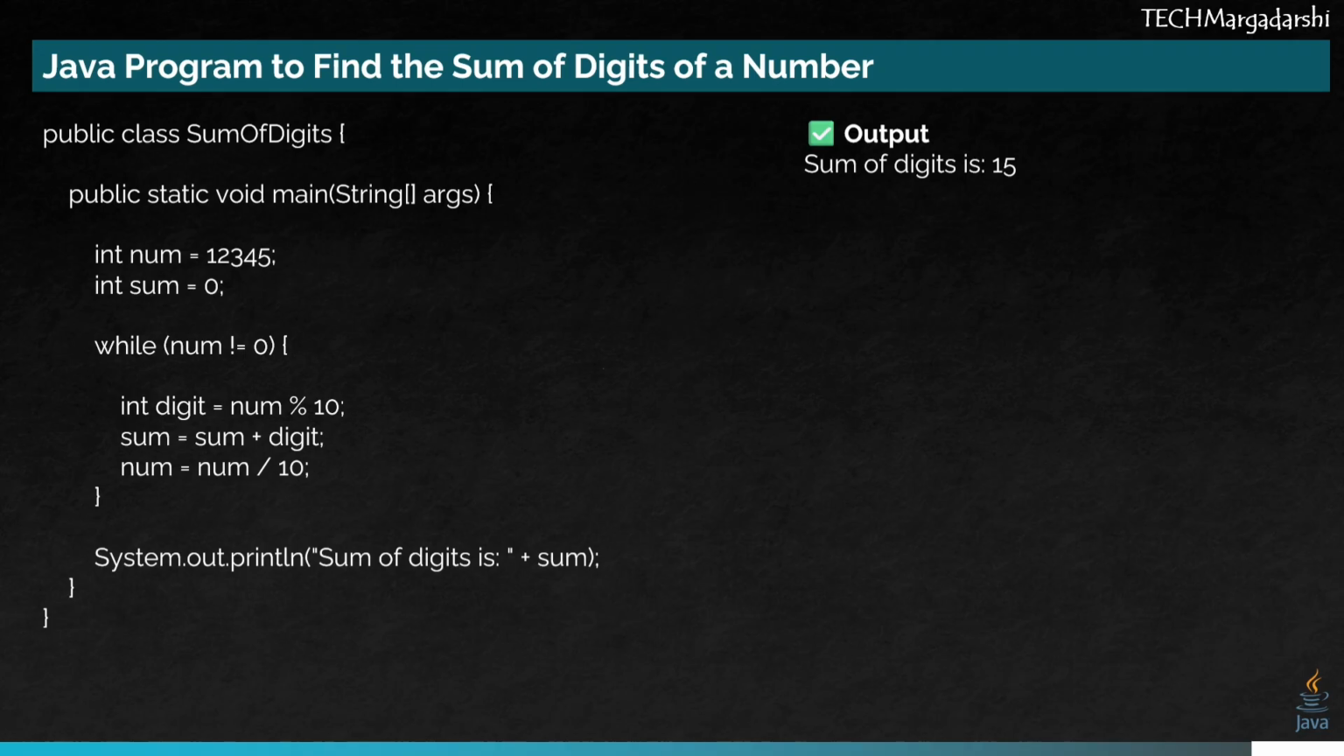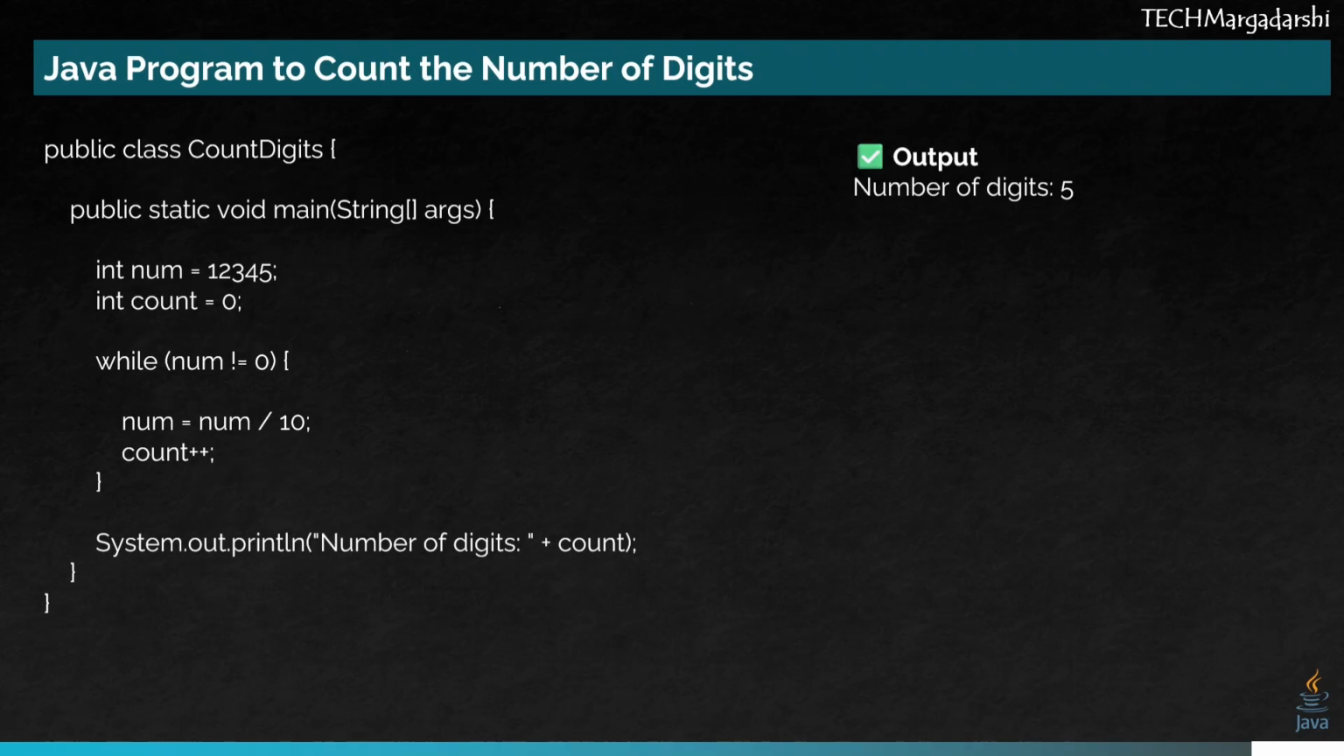After that, we divide the number by 10 to remove the last digit. This process continues until all the digits are extracted. So for 12345, the calculation is 1 plus 2 plus 3 plus 4 plus 5, which gives us 15. This program is a good example of using modulus and integer division for digit manipulation in Java. Now, next one: to understand how to count the number of digits in a number using Java.